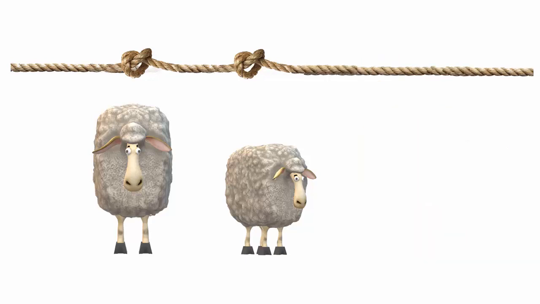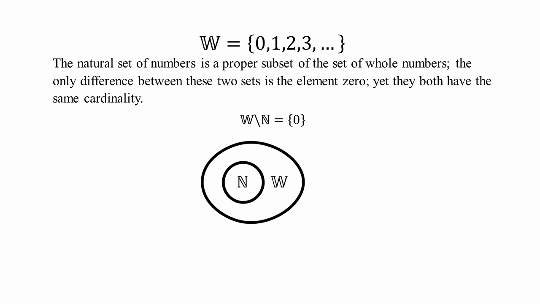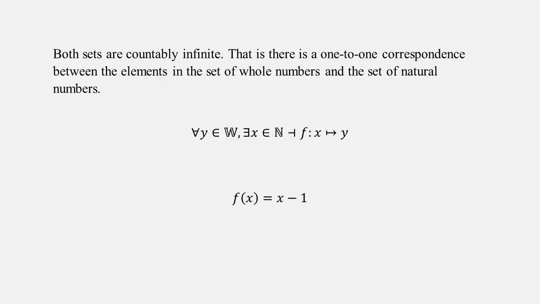If there were knots left in the rope, then the shepherd knew that there were sheep in danger that he had to go find. And when there were no knots left, this led to the concept of a zero count, leading to the formation of the set of whole numbers. The natural set of numbers is a proper subset of the set of whole numbers. The only difference between these two sets is the element 0, yet they have the same cardinality. Both sets are countably infinite.